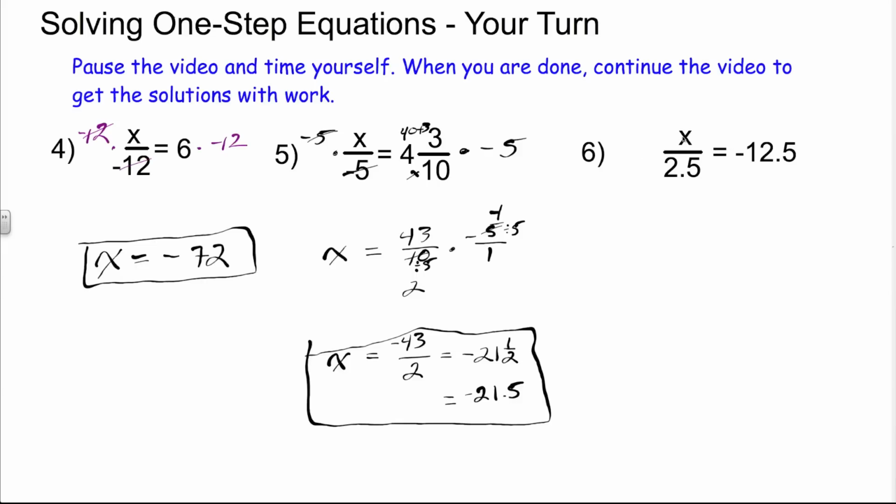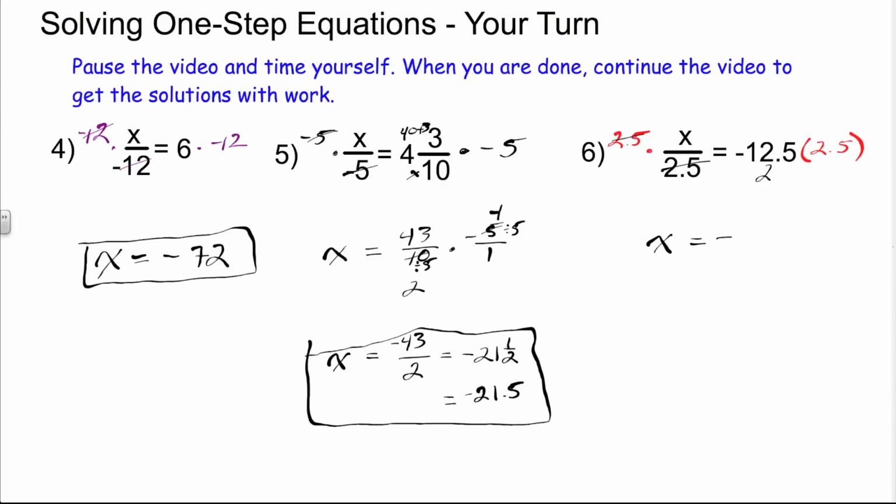In problem number 6, we have x divided by 2.5 is equal to negative 12.5. To solve this problem, since on the left-hand side we have x divided by 2.5, we'll multiply each side by 2.5. On the left-hand side, the 2.5's, they do cancel out, leaving us with 1x. And on the right-hand side, we have to do the arithmetic. 12.5 times 2.5. A negative times a positive is a negative.